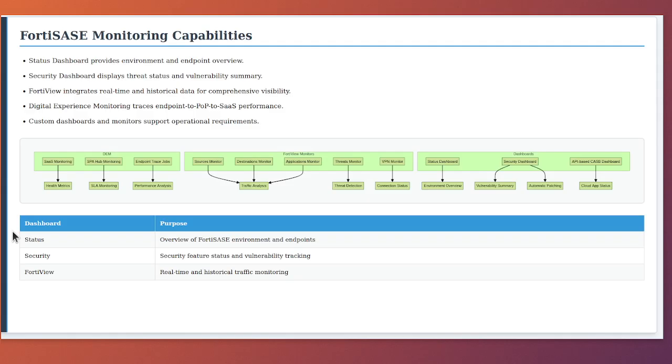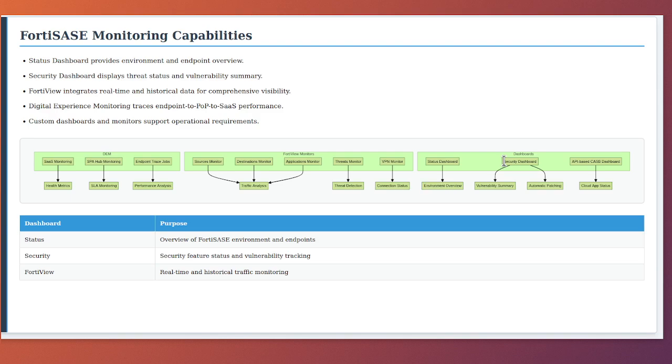FortiSASE monitoring capabilities. FortiSASE provides comprehensive monitoring capabilities through dashboards and monitors that enable administrators to track device inventory, security threats, traffic patterns, and network health. The status dashboard provides an overview of the current FortiSASE environment and endpoint status. It displays connected users, edge devices, and their connection states.